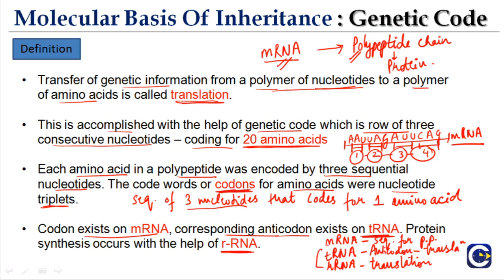But for now, we know that mRNA has the sequence for the polypeptide, and 3 nucleotides together form a codon. So, the codon exists on mRNA and correspondingly the anticodon exists on tRNA. And protein synthesis occurs with the help of rRNA.